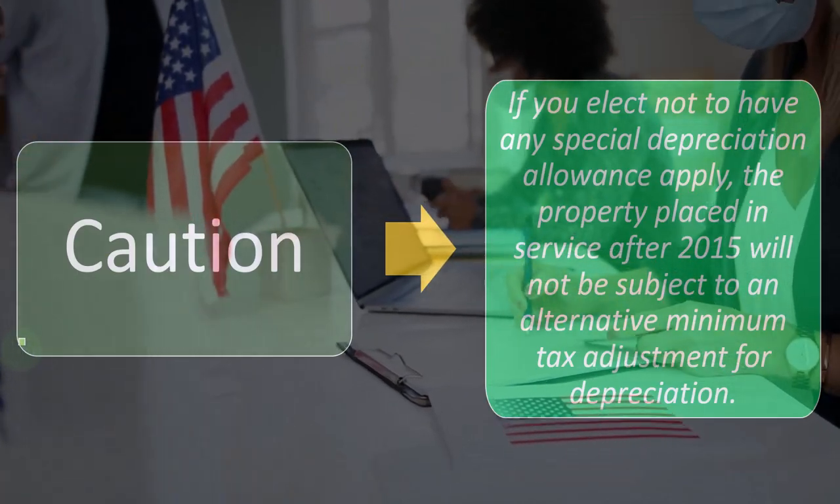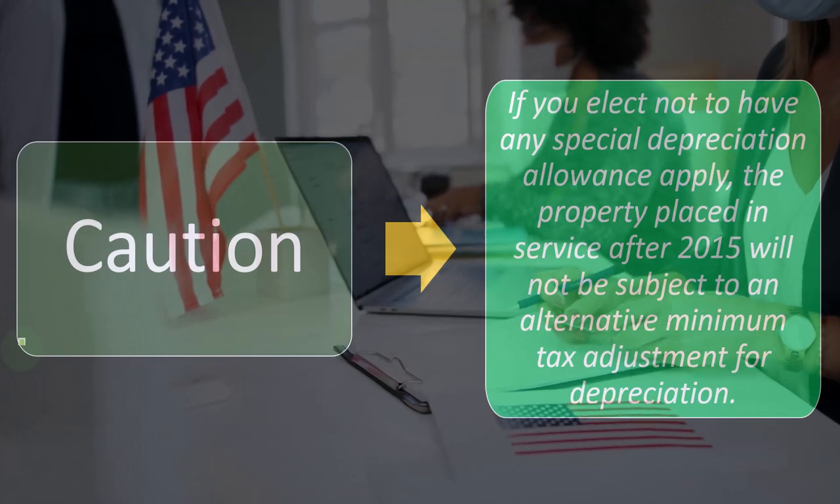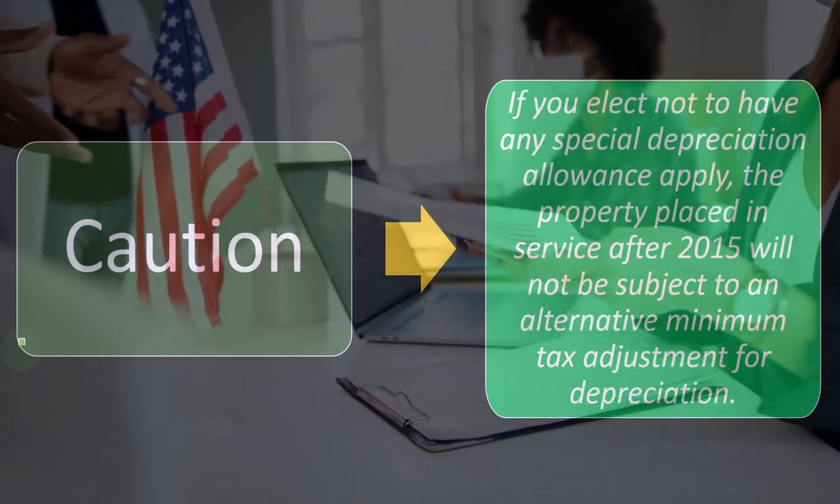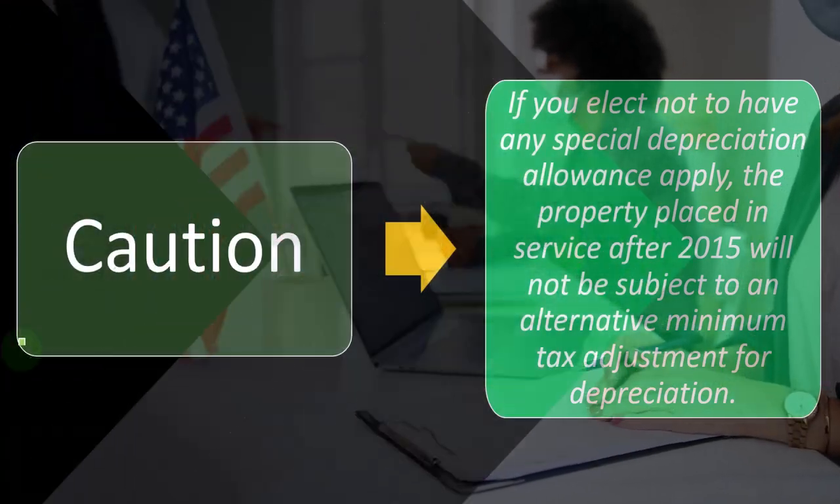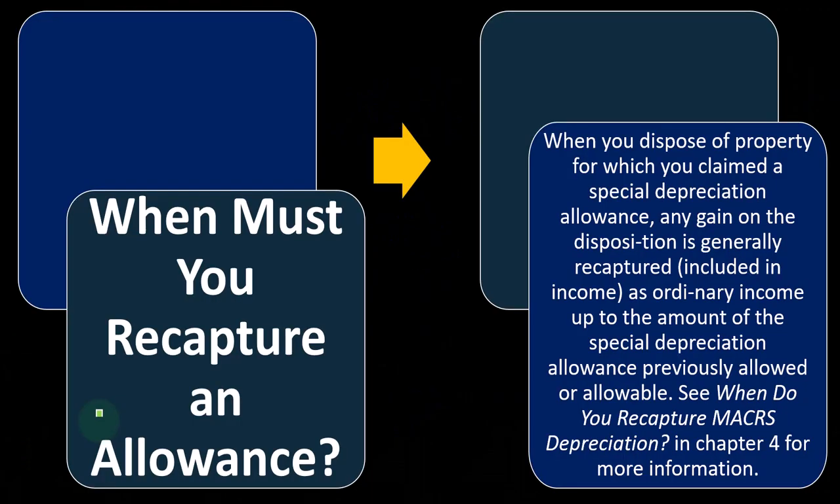Caution, if you elect not to have any special depreciation allowance applied, the property placed in service after 2015 will not be subject to an alternative minimum tax adjustment for depreciation.